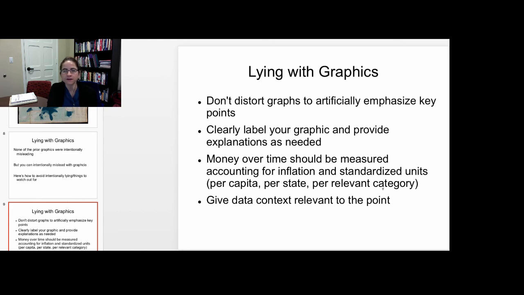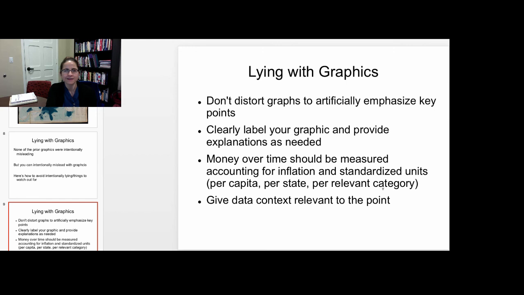Label your graphic and provide explanations as needed. I'll be providing a lot of base code to help you improve your labeling and graphics. You'll be learning how to manipulate those labelings in our studio as we go through. Money over time should be measured accounting for inflation and standardized units. So per capita, per state, per relevant category.